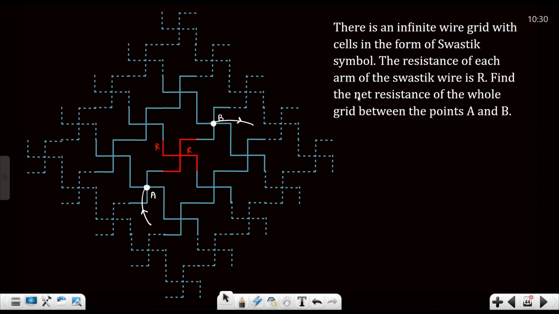So now we have to find the net resistance of the whole grid between the points A and B. So we have to find the effective resistance between these two points A and B. So this is the problem statement.